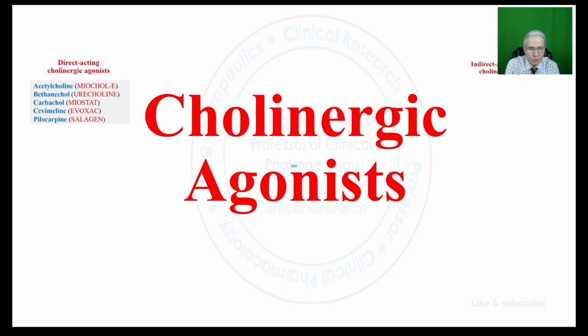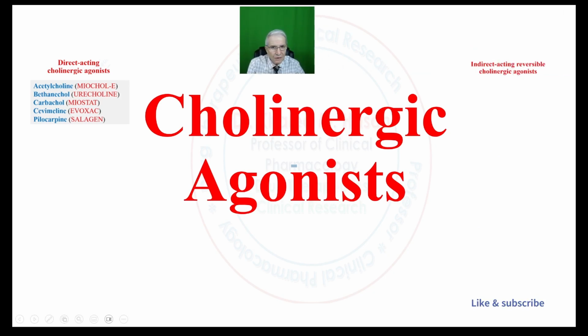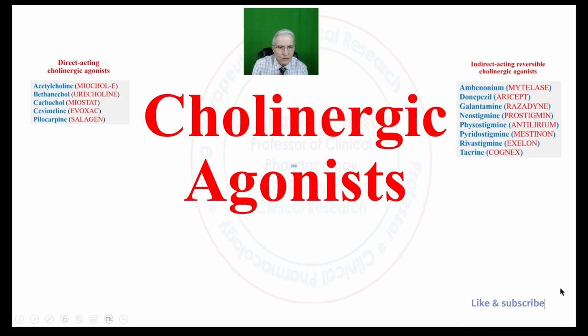The second group is the indirect acting reversible cholinergic agonists. We have a list of medications in this group: edrophonium, donepezil, galantamine, neostigmine, physostigmine, pyridostigmine, rivastigmine, and tacrine.